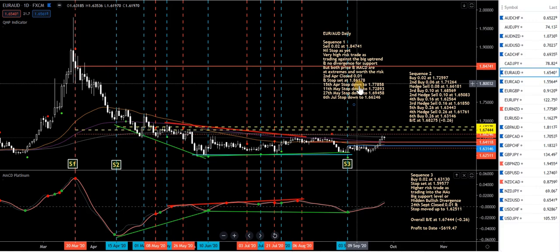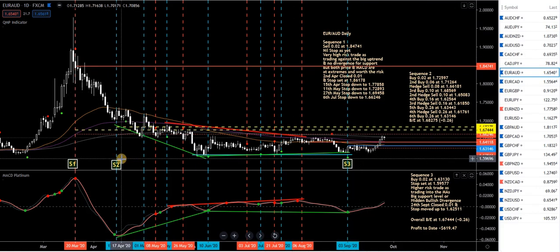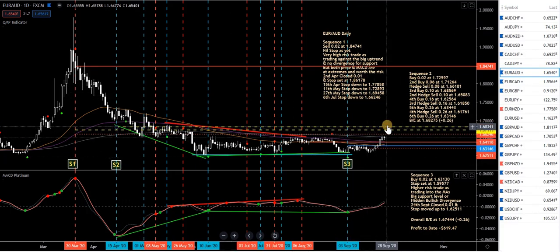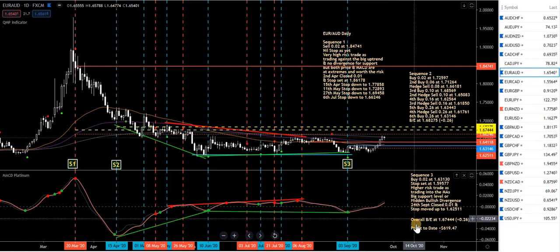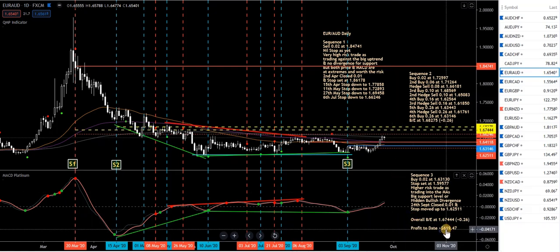Sequence 2, however, is this dog's breakfast in here. We're not far off break-even levels, which is good. Sequence 2 break-even is the top one. We're getting there. We've got some decent profit in the bank.